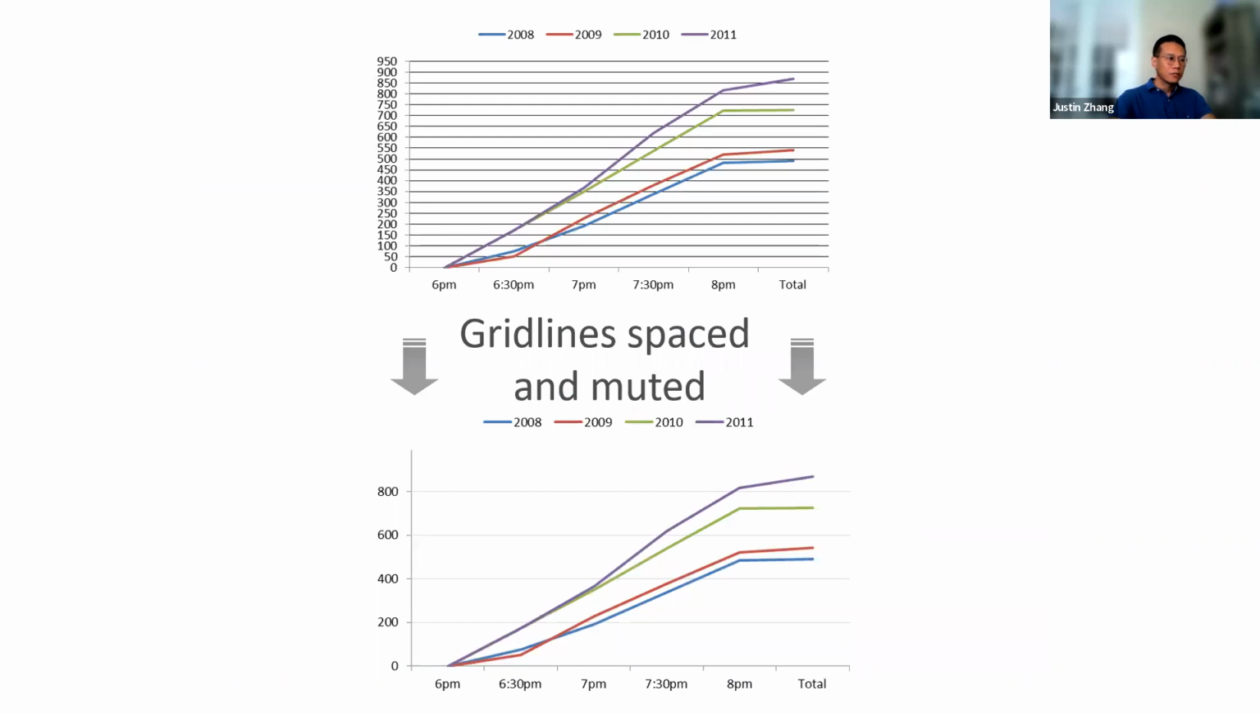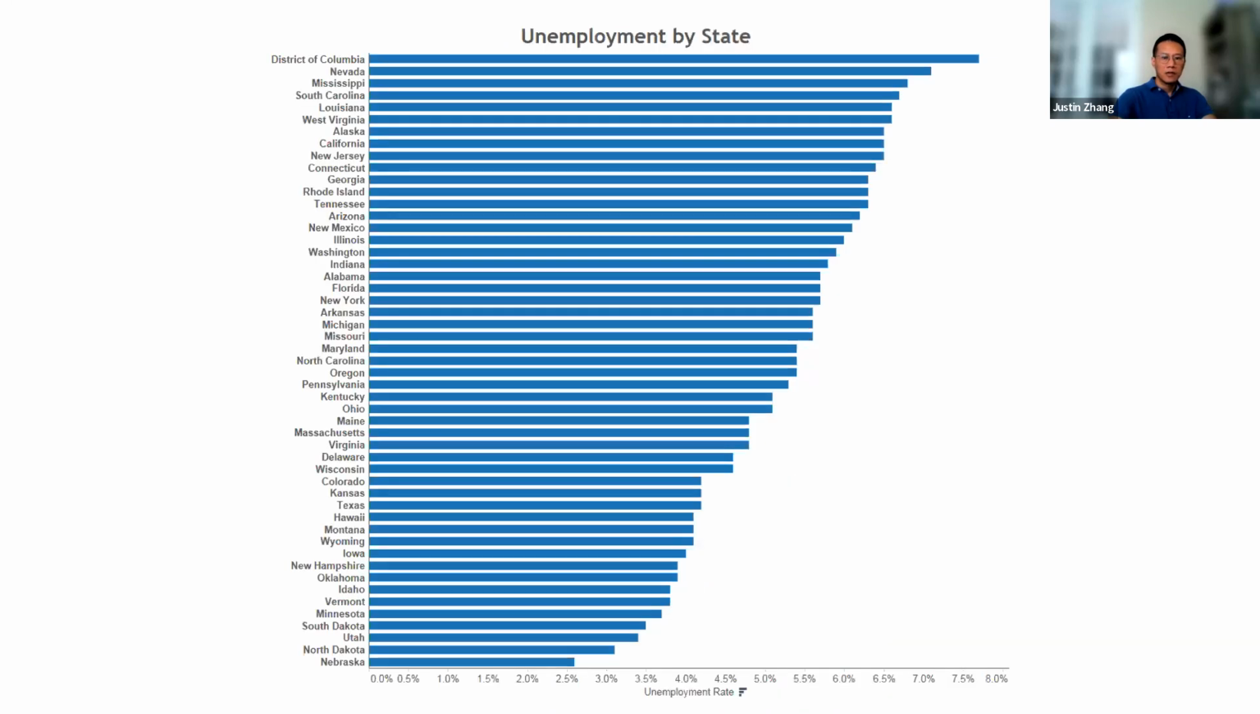So that's why many times when we create the line chart or other type of chart, we need to remove those kind of grid lines. They may actually cause the shimmering effect. So like this example, we have 50 states of unemployment rates we want to compare. But this will obviously cause the shimmering, the Moire effect, because there are too many bars.